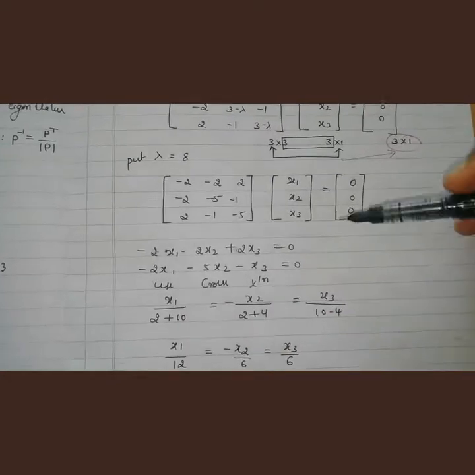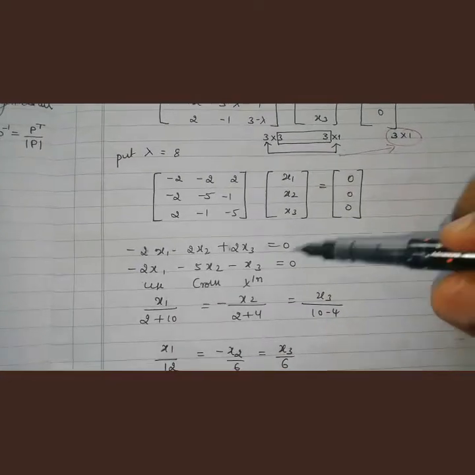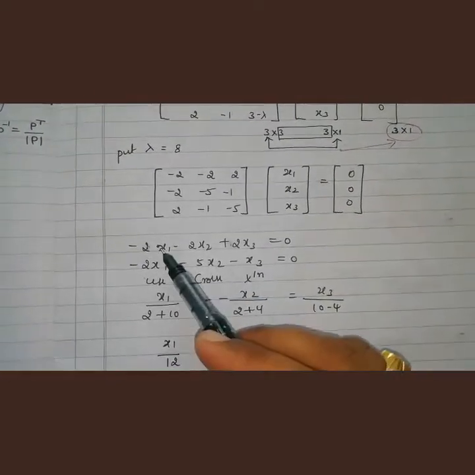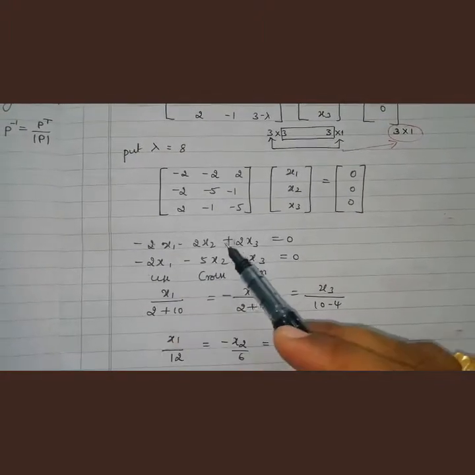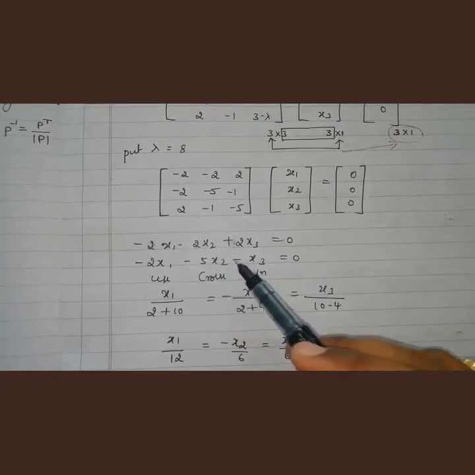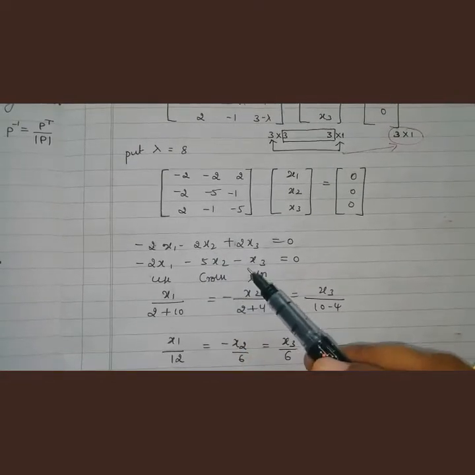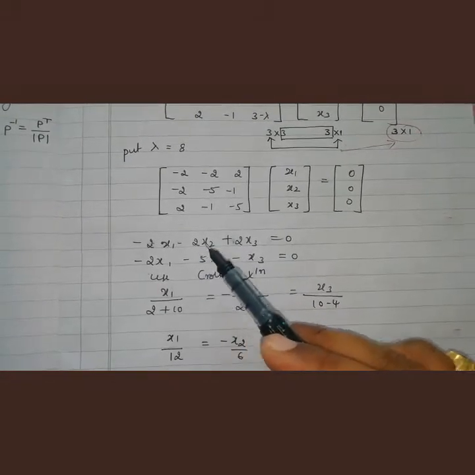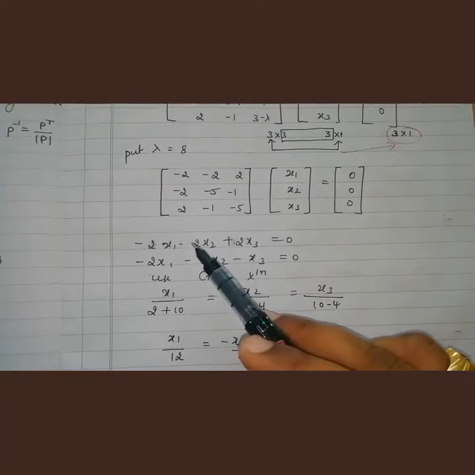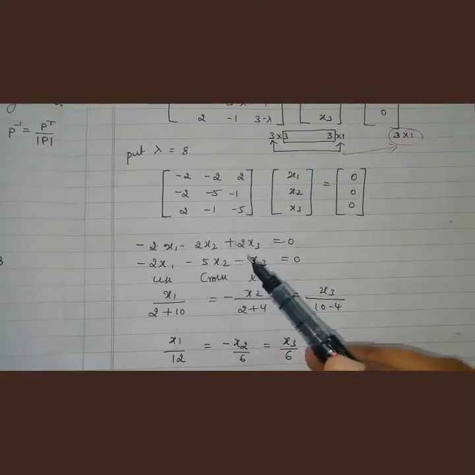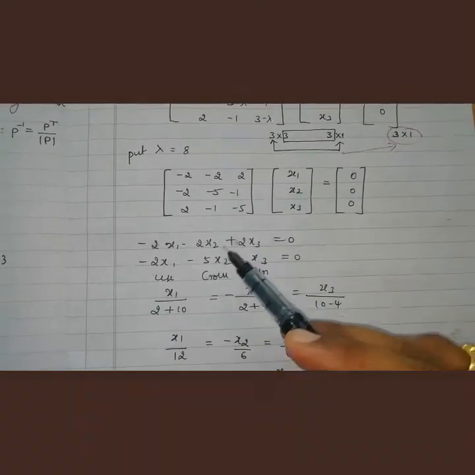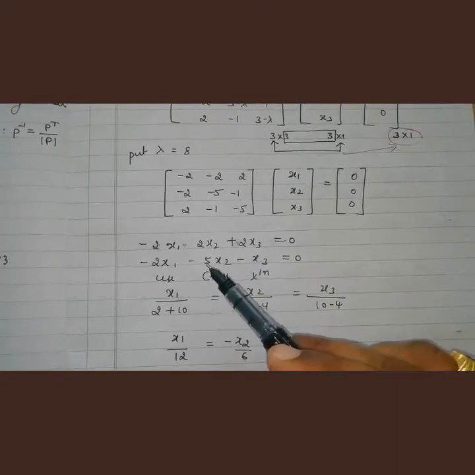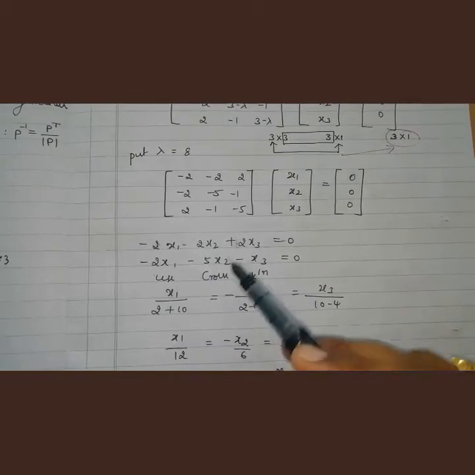Now by using these two equations, I will use cross multiplication, taking x1. Once I take x1, I will leave this and cross multiply the x2 coefficient and the x1 coefficient. The x2 coefficient is minus 2, the x1 coefficient is minus 1. What is minus 2 into minus 1? It is plus 2. That is what I have written here. Then minus of 2 into minus 5, what is that? Minus 10. Already a minus is there, so minus into minus is plus 10.